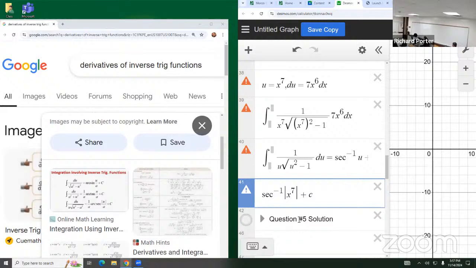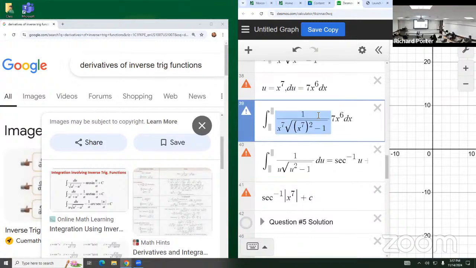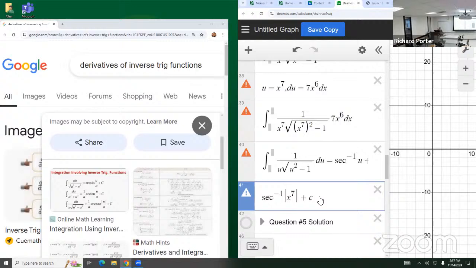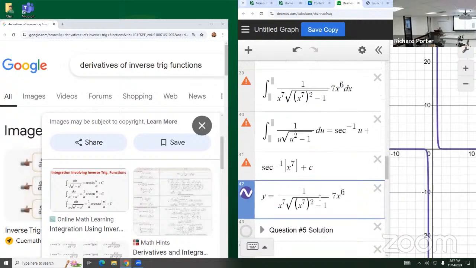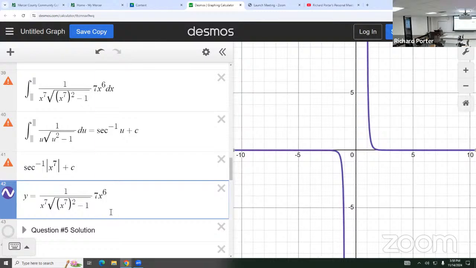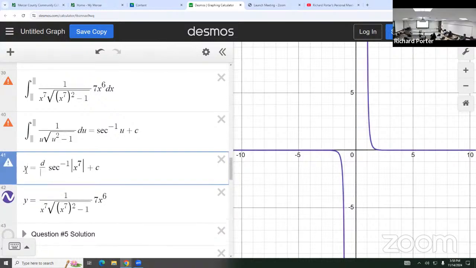I'm trying to think how you could check it with Desmos. You could definitely check it with Desmos. Here's how you could check it if you want. You can take everything on the inside like that, copy. You can do y equals, that's all the stuff on the inside. So that's the inside function. And so the derivative of what we get should be equal to the inside function. So let's just see if that's the case. y equals d/dx of that function.